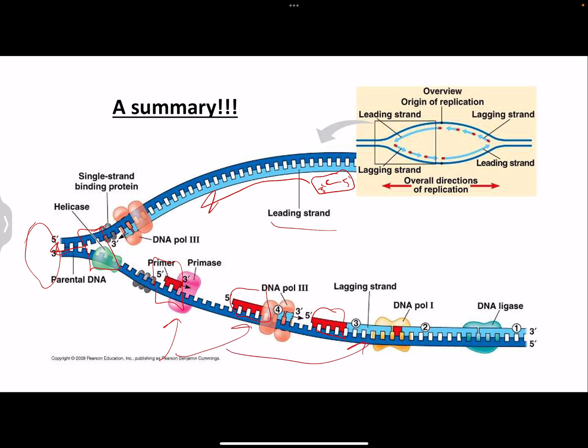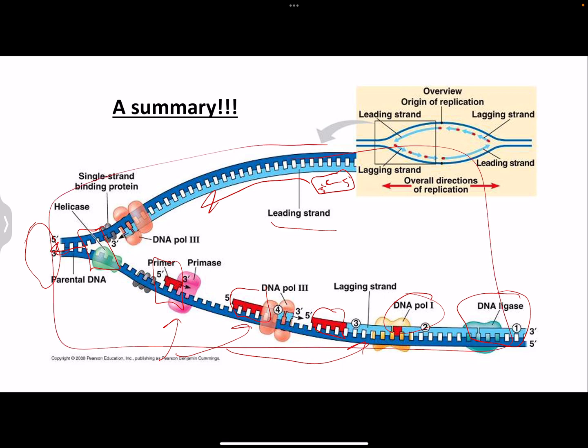But eventually we don't want the RNA, so we're going to get rid of it with RNase. So we're going to try to fill in the gaps with DNA poly 1, and then we're going to ligate those Okazaki fragments together with DNA ligase. And this is all happening on one side. The leading and lagging will flip on the other side of the replication bubble, as we see there.